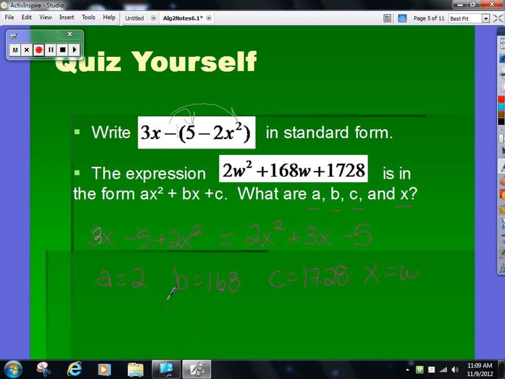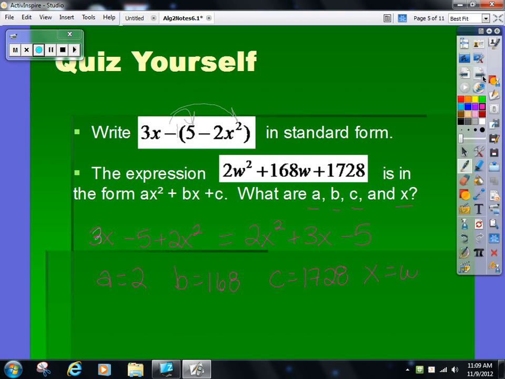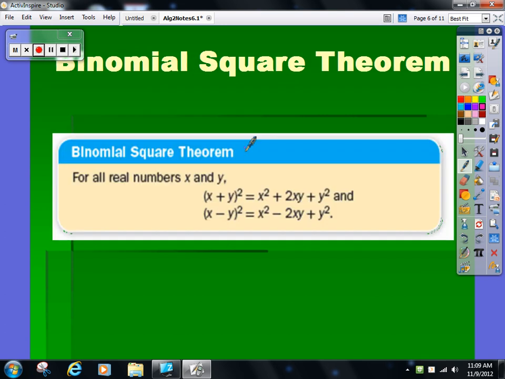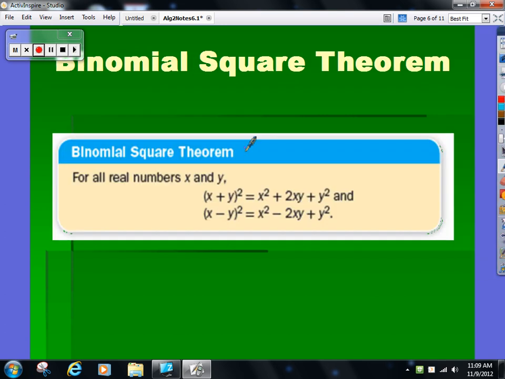This labeling of the a, b, and c is important for when you guys do the quadratic formula. I hope you guys remember that from algebra, that Happy's little song. X equals negative b plus or minus square root b squared minus 4ac all over 2a. I hope you remember that because we will be singing it this year.